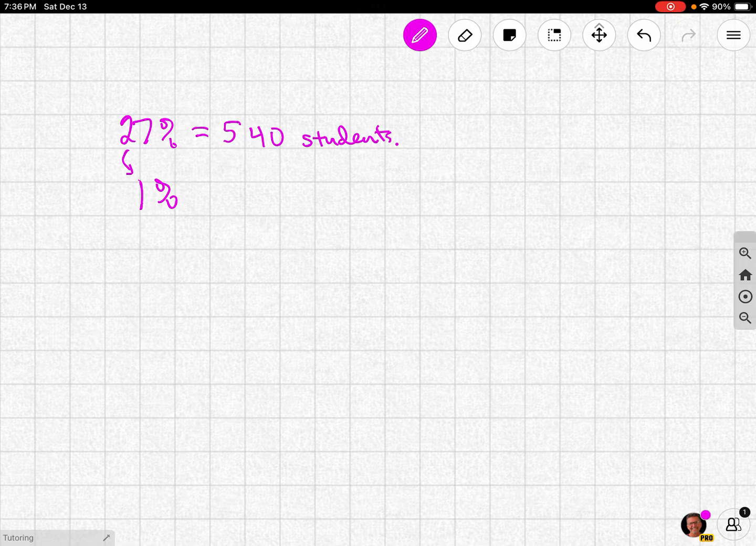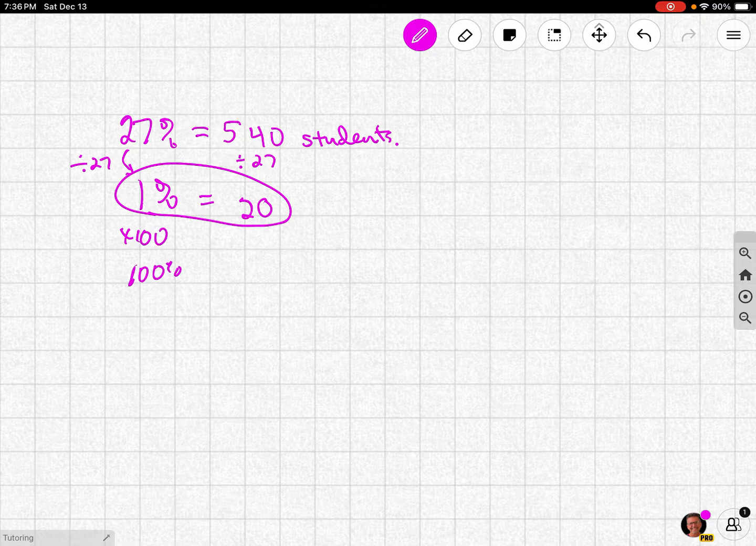Well, to go from 27% to 1%, I'm having to divide by 27. So I'm going to divide this 540 by 27. And I know that 27 times 2 is 54. So 27 times 20 is equal to 540. So each 1% is 20. So all I have to do is multiply this times 100 to get 100%. And if I multiply this times 100, I get 2,000. So there's 2,000 students in the whole school.